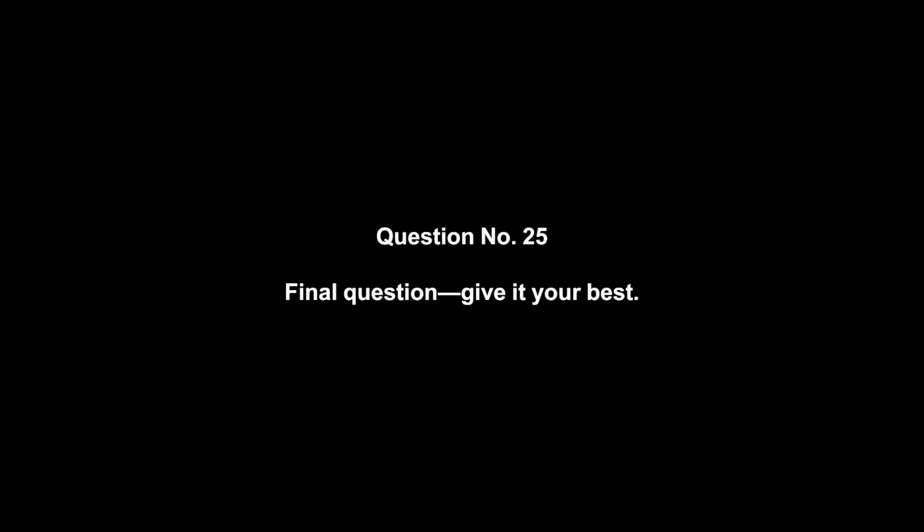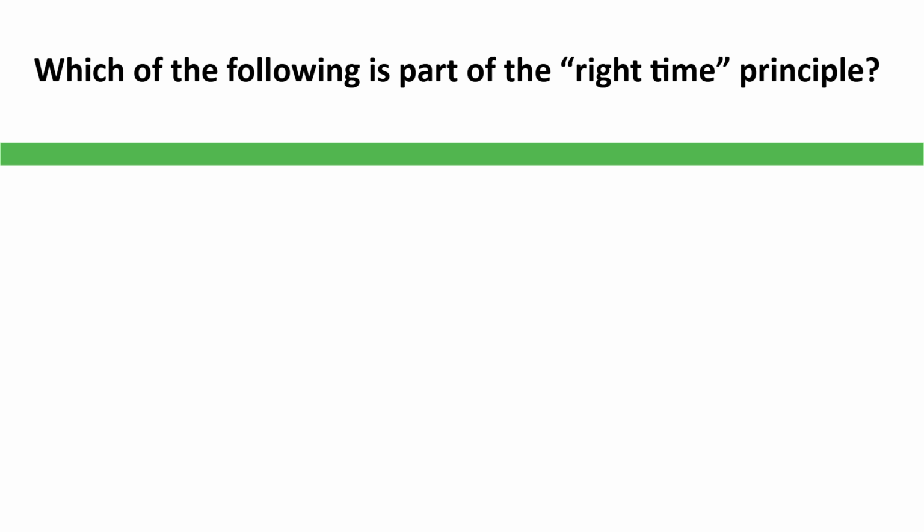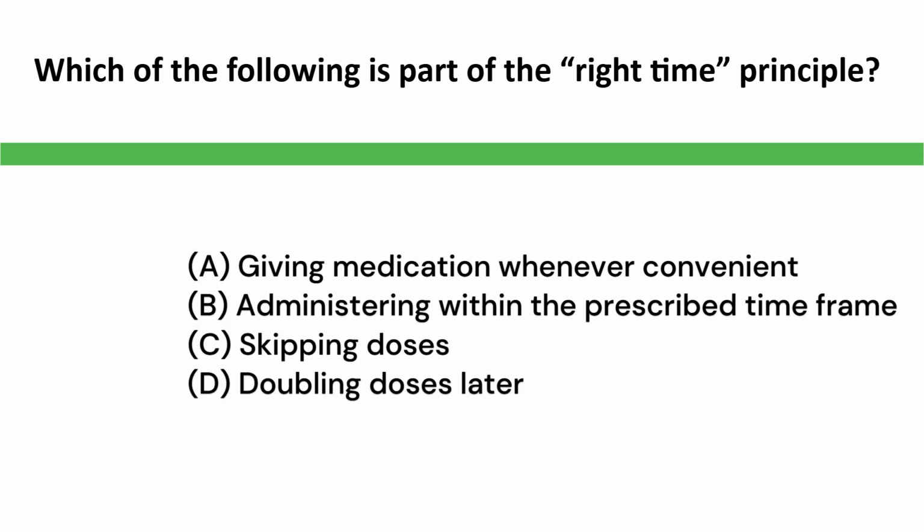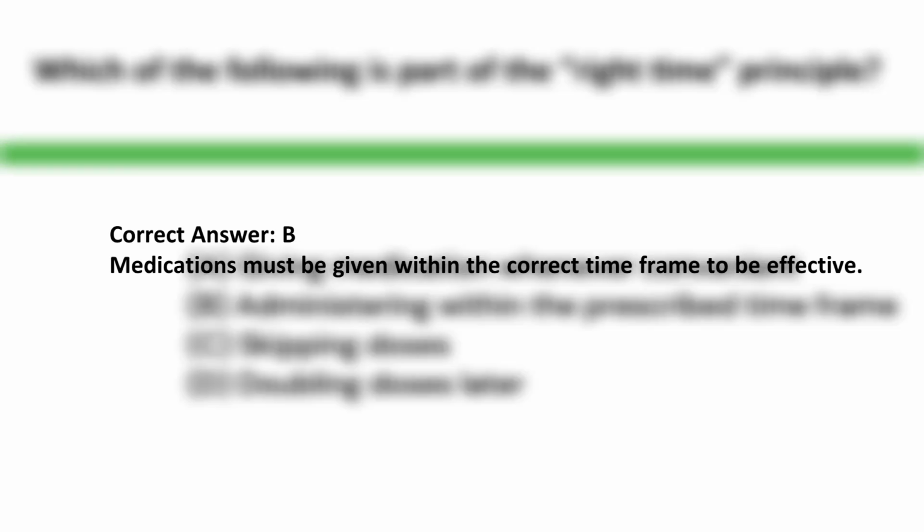Question number 25. Final question, give it your best. Which of the following is part of the right time principle? Options. A. Giving medication whenever convenient. B. Administering within the prescribed time frame. C. Skipping doses. D. Doubling doses later. Correct answer, B. Medications must be given within the correct time frame to be effective.